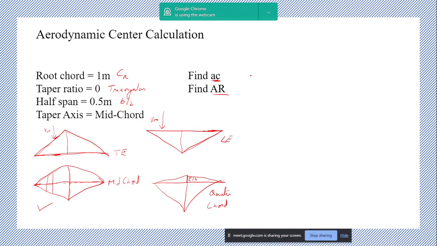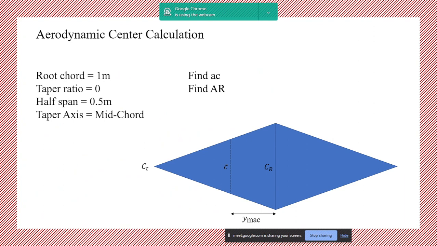Okay. So now they've asked us to find the aerodynamic center and aspect ratio. For the aerodynamic center, you need to find both XAC and YAC. So this is the wing that we will be looking into. YAC is this value. XAC is, first you take the quarter chord, that is C bar by 4, and its value from the root leading edge. So this is XAC. When they ask you to find AC, you need to find both XAC and YAC.